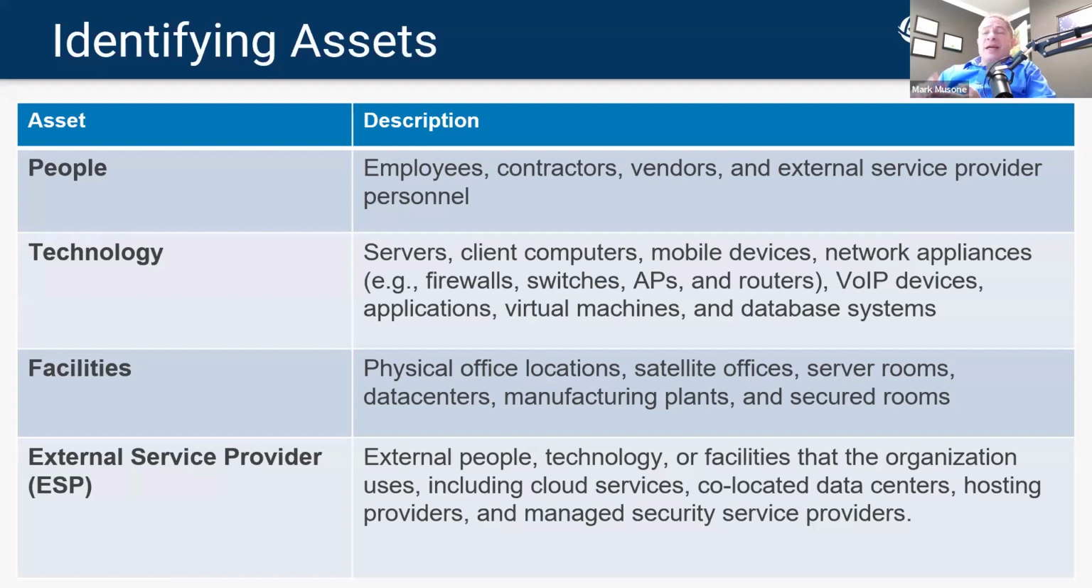Fairly straightforward. Technology could be servers, client computers, mobile devices, firewalls, VoIP devices, VMs, database systems. Those are all considered technology when it comes to CMMC. And then facilities. There might be physical office locations. They might be individual offices. They may be part of a particular plant. It could be a secured room, etc. And then you have external service providers. Those are the external people, technology, or facilities that the organization uses. They could be a cloud provider, a co-located data center, or hosting providers.